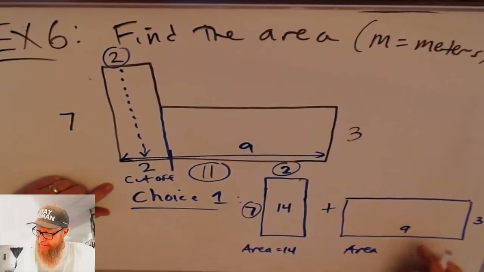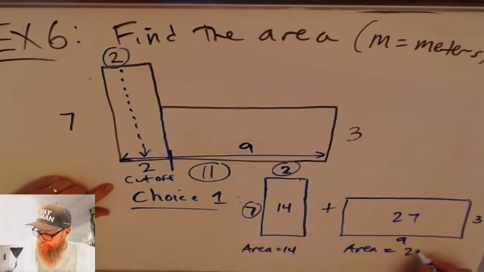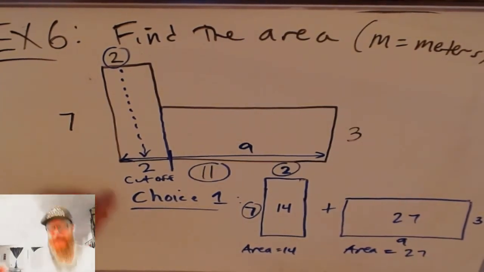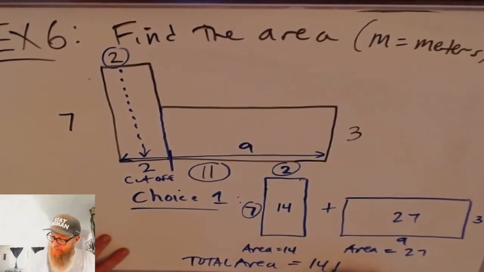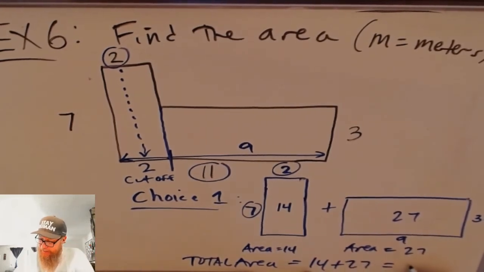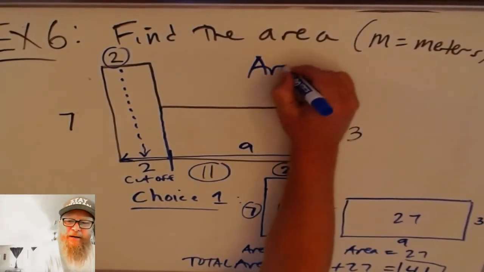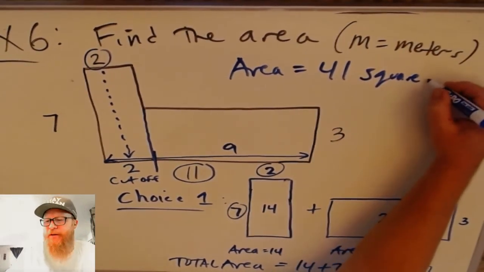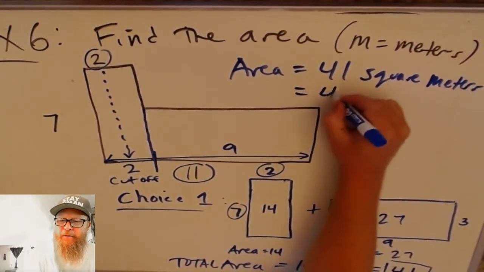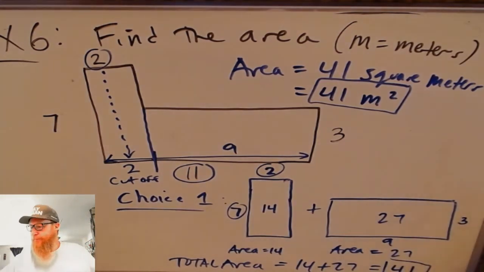So the area is 9 times 3, which is 27. Okay. And then the total area is 14 plus 27, which is 41. So the area would be 41 square meters, or 41 m squared. That would be your first choice on how to cut it.